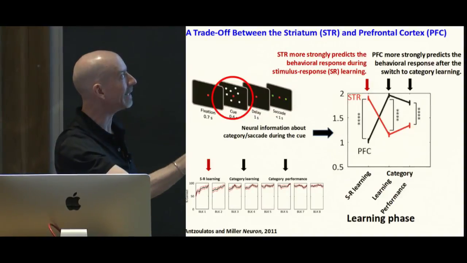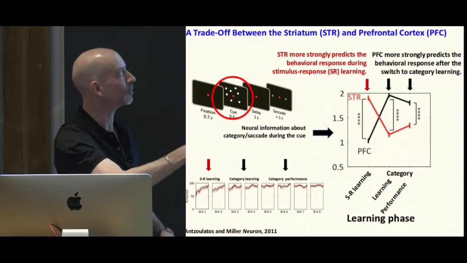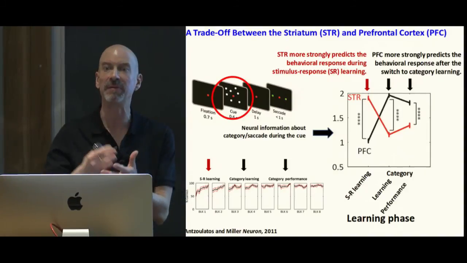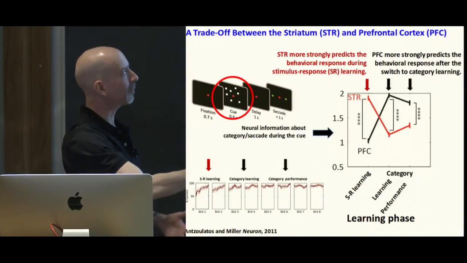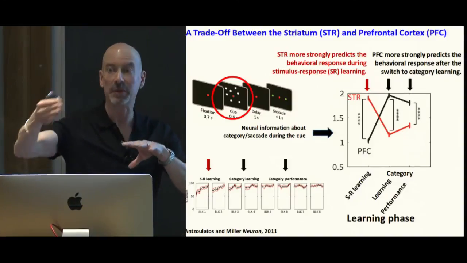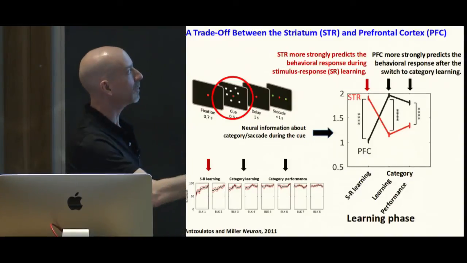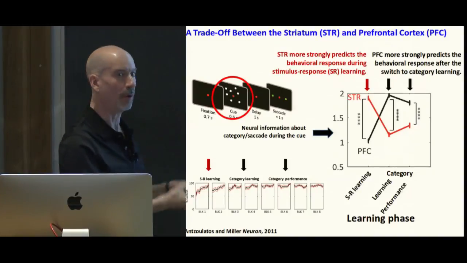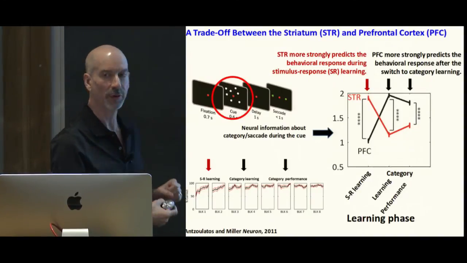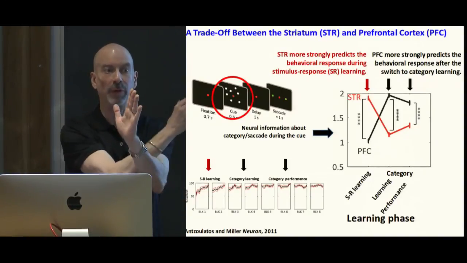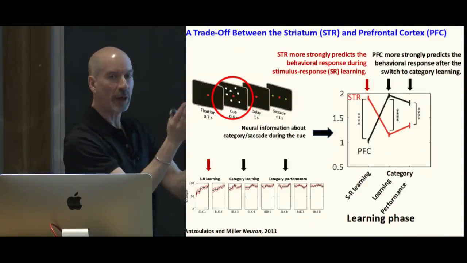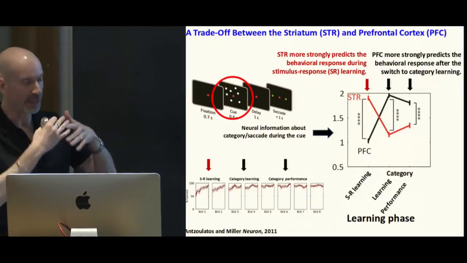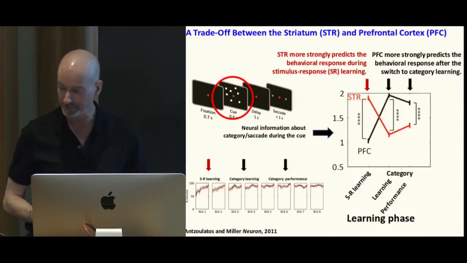The striatum is leading the game, and you see this in terms of neural information. You see the same thing if you look at latency for the neural effects to show, is that in the SR learning phase, the striatum leads the prefrontal cortex in latency. Then when the monkey switches into category learning mode, not only does the information go up to the prefrontal cortex, but now they reverse. Now the prefrontal cortex leads the striatum in time. So we saw this trade-off we were expecting for this transition from SR learning to category learning.